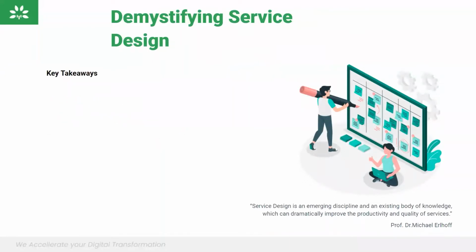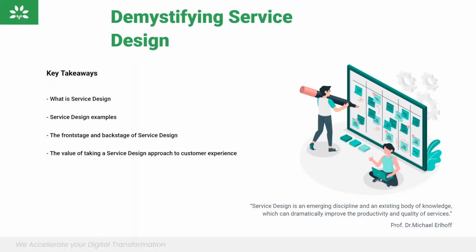We will be having a 45-minute session on service design, its components and processes, and we will have a 15 to 20 minute question and answer session where I'll try to answer your questions. The key takeaways from today's webinar will be what service design is, service design examples, front stage and backstage service design, the value of taking a service design approach, the industries focusing on service design, and of course how we handle service design at WalkingTree.